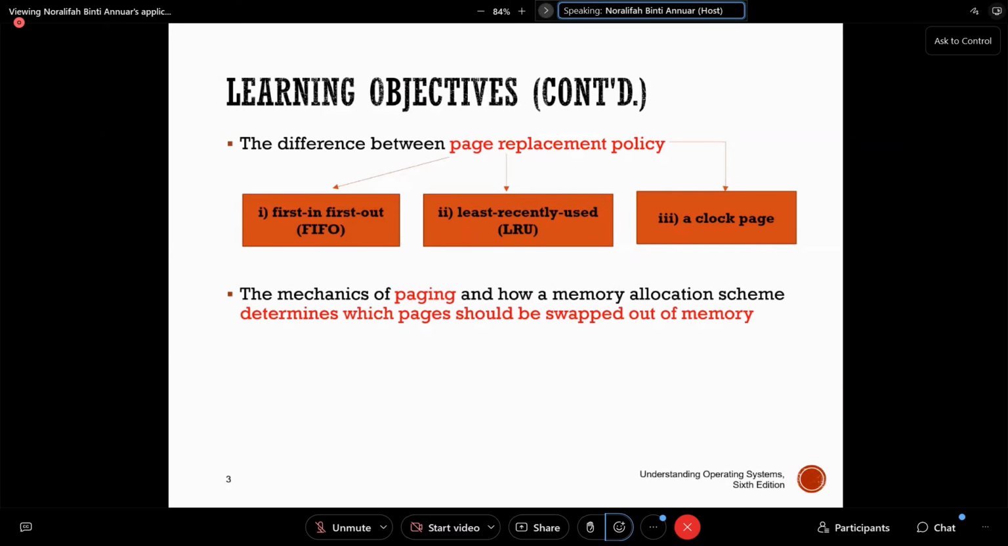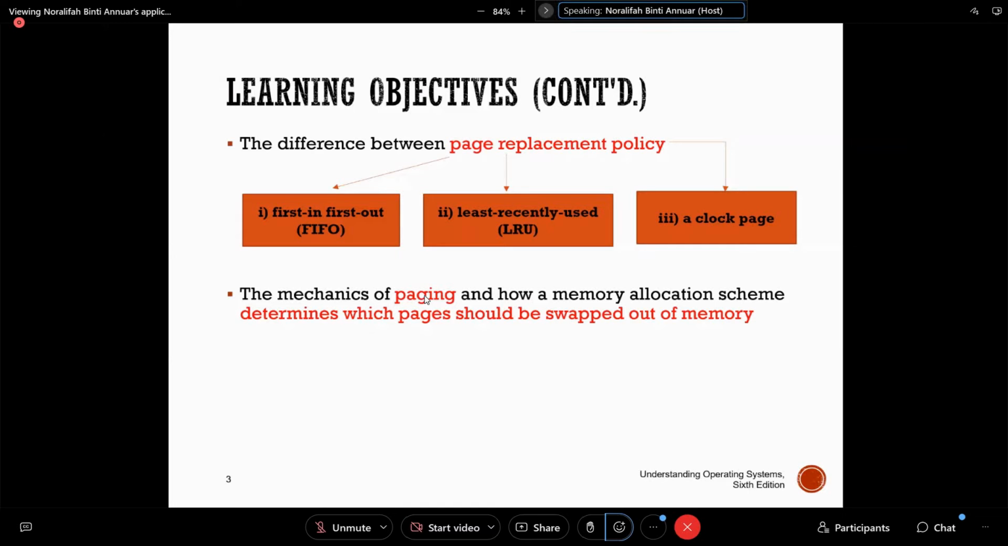Okay, and then there's the page replacement policy. Like I said just now, they are using a few methods for how they want to swap in and swap out. Because there are multiple jobs coming in, so limited space, they must refer to some sort of algorithm or procedure. So they can use first in, first out, least recently used, or clock page. This is just to name a few.